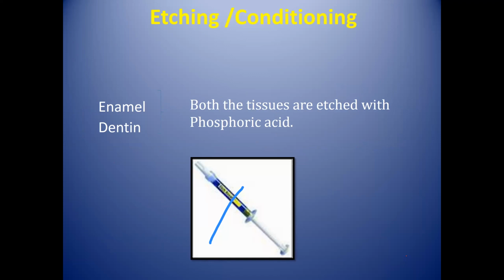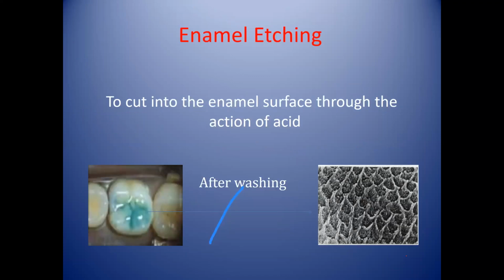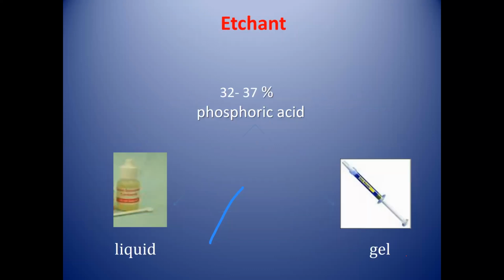Now, the next step is etching or conditioning. Enamel and dentin both need to be etched and conditioned. For that, 37% phosphoric acid is used for the etching process, to cut into the enamel surface by the action of acid to produce microporosities, which can be occupied by the resin for microtag formation. The acid basically used is 32 to 37% phosphoric acid, in which 37% is commonly used.